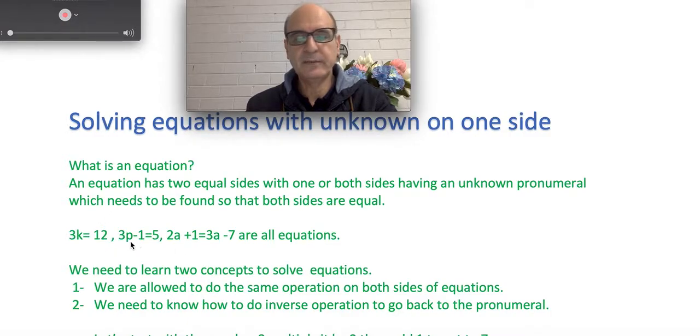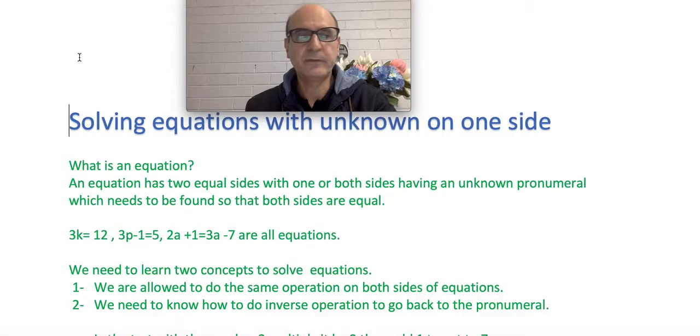These are all examples of equations. 3p minus 1 equal to 5. So as we said, an equation has an equality sign and one side or both sides has a pronumeral like that. 2a plus 1 is equal to 3a minus 7. This is again another equation because we have this equality and we have a pronumeral, in this case on both sides. All right.